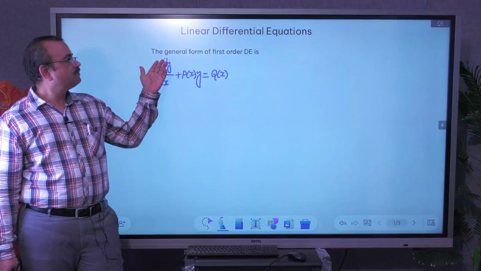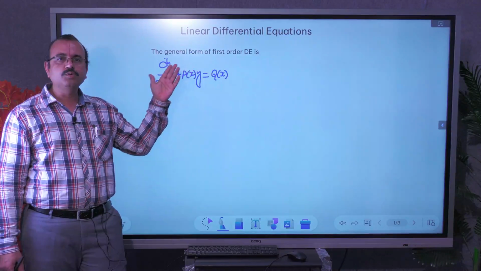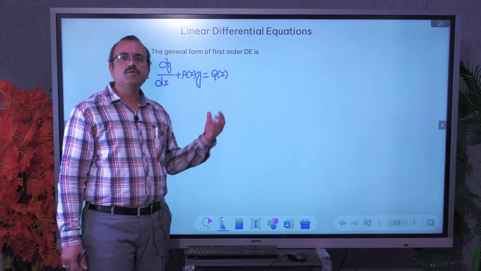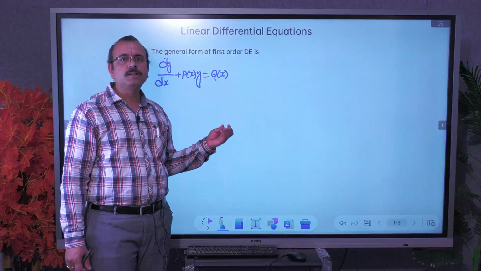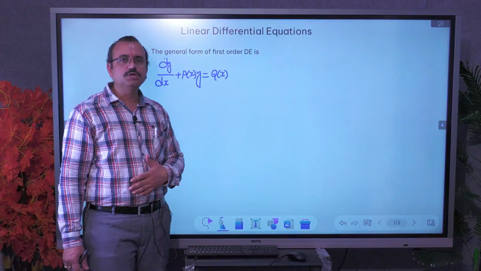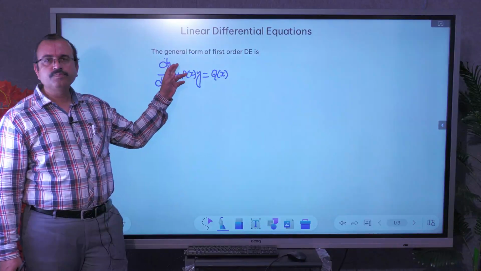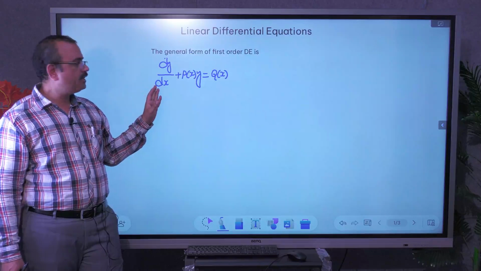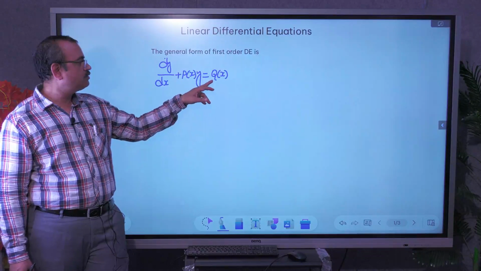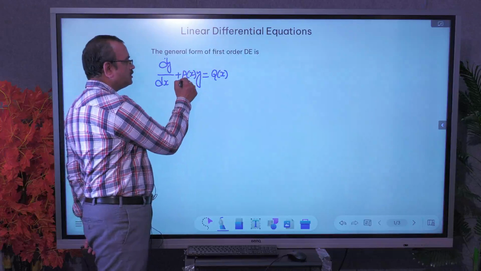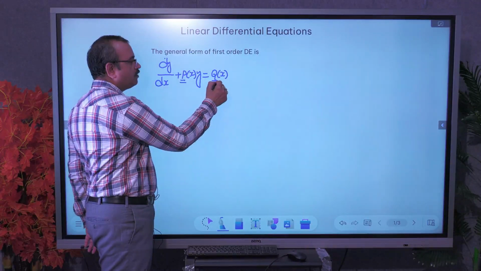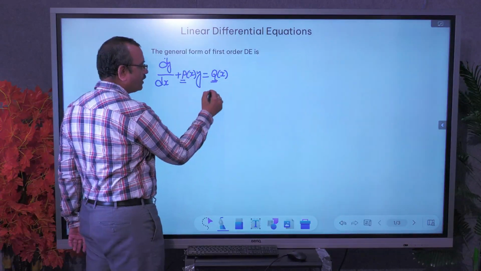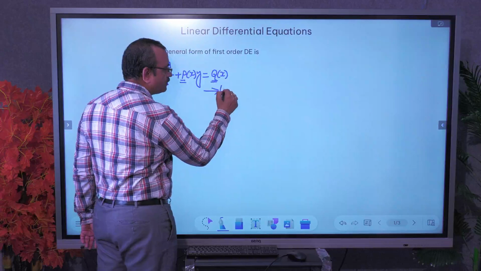So now we will see the first order linear differential equations, what is the general form and how to solve this type of equations, and what is the method that we have to follow to solve these equations, that we will see today. So the general form of first order linear differential equations is given something like this: dy by dx plus p of x into y is equal to q of x, where p and q are functions of x. This equation is known as linear in the variable y.